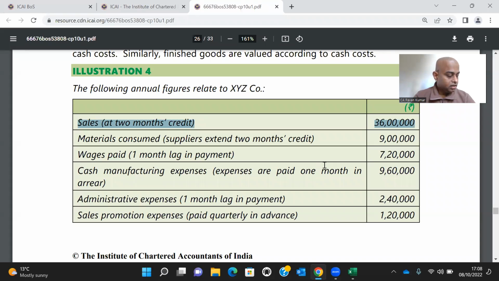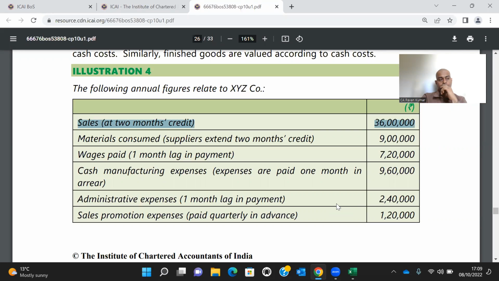Now tell me, Aishwarya, is 6 lakhs correct or wrong? Wrong. Why is it wrong? Because debtors should be calculated on cost, and this is sales. If you calculate debtors based on 36 lakhs, it is the selling price approach, neither total cost approach nor cash cost approach. But we have to follow the cash cost approach in this problem. So don't calculate debtors based on 36 lakhs. We'll prepare working notes for that.